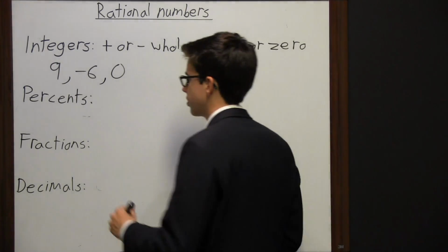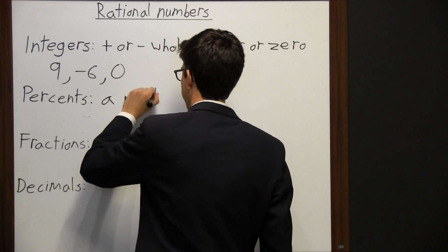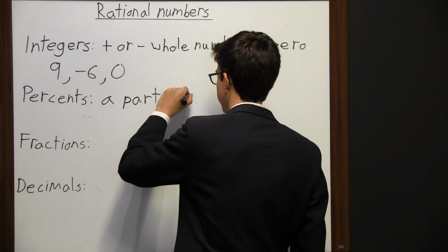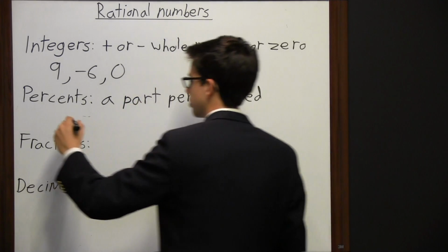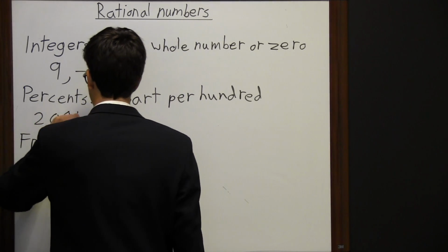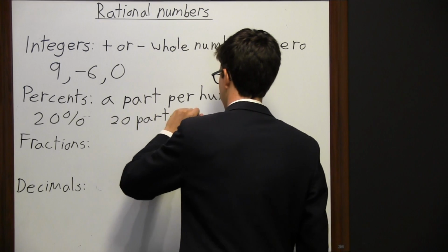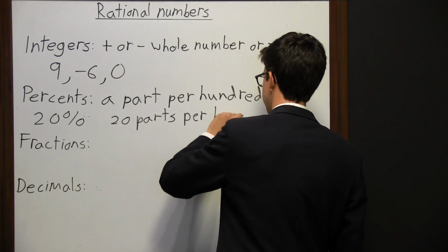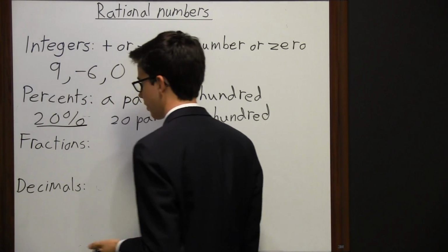And so now we move on to percents, which is kind of a more complicated way to say a percent is a part per 100. So an example of a percent is 20%, which we could also write as 20 parts per 100. But the important thing here is just that you know what a percent is, like 20%.